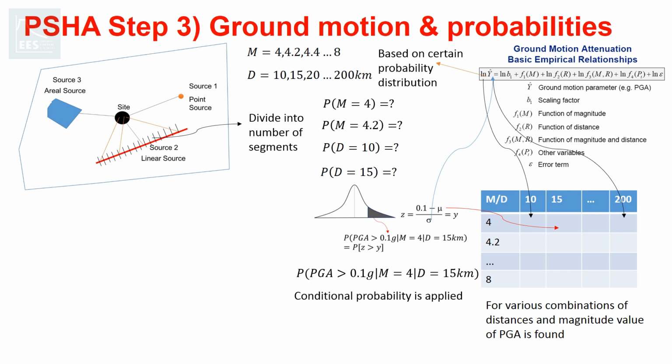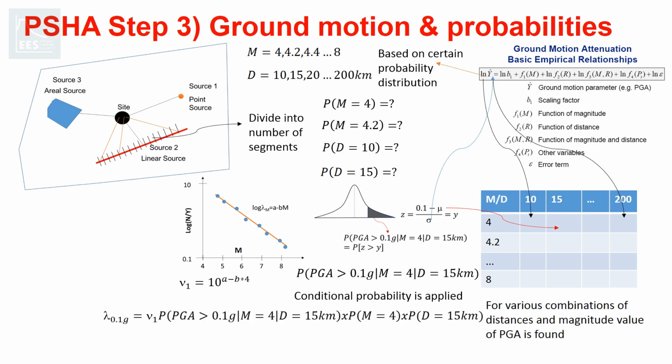Once we are done with computing the conditional probability, remember the recurrence relationships that we established earlier. We can plug in the values of A and B to find out the annual rate of exceedance of threshold magnitude, which in our case was 4. Now to find out the annual rate of exceedance of PGA, say 0.1 g, we multiply the annual rate of exceedance of threshold magnitude by the conditional probability we calculated earlier and its corresponding magnitude and distance.